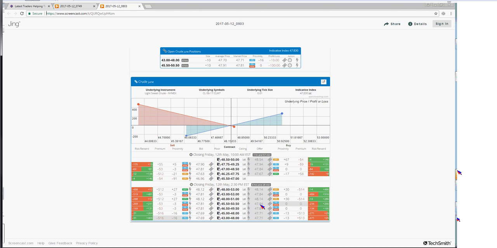Let's see here. 47.84, 47.69. So your actual tick risk on the trade is 15 ticks, $15. So you have a $150 risk because you did 10 contracts. But a $15 risk on the trade with a nice upside.